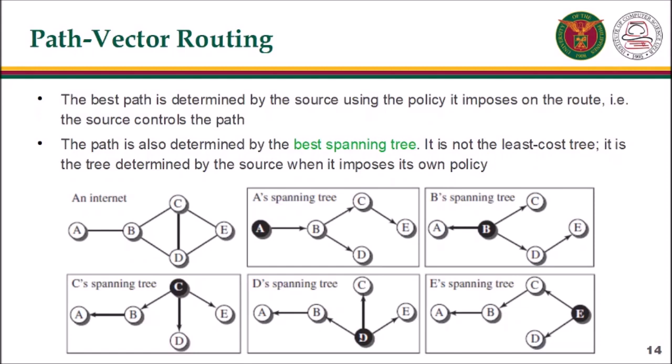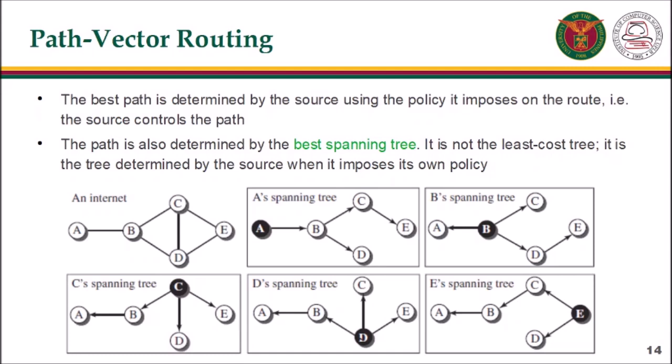Path vector routing does not have the drawbacks of link state or distance vector routing because it is not based on least cost routing. The best route is determined by the source using the policy it imposes on the route. In other words, the source can control the path. Path vector routing is not actually used in an internet, but is mostly designed to route a packet between ISPs.